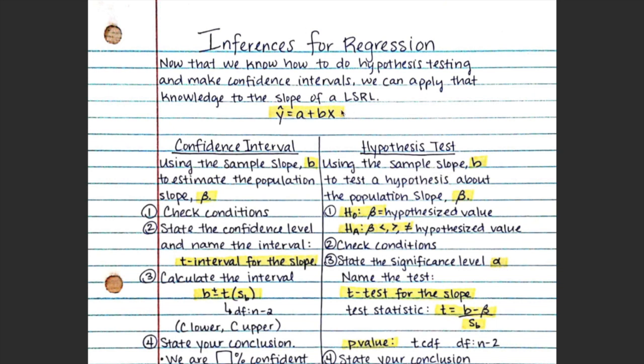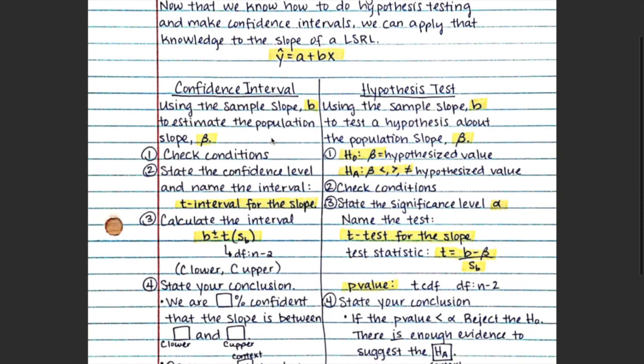Basically, if you remember your least squares regression line, y hat equals a plus bx, we can test the slope now, right? Because each time you take a different sample of the data, you might get a slightly different slope. So we can either make a confidence interval to estimate it, or we can run a hypothesis test just to test the slope. Okay, so let's talk about the confidence interval.